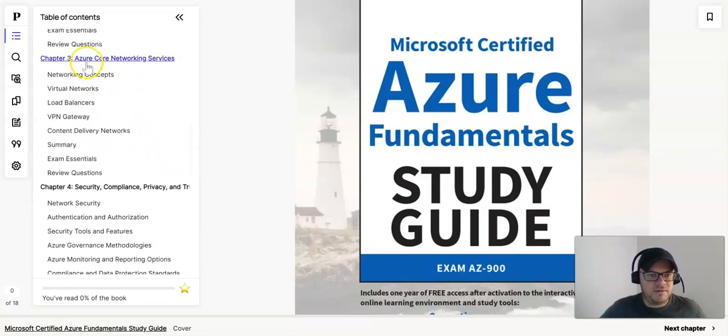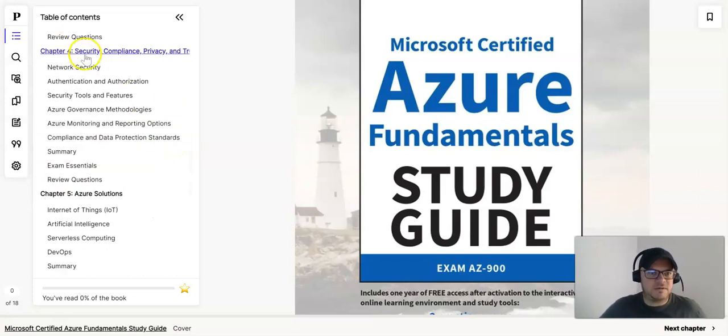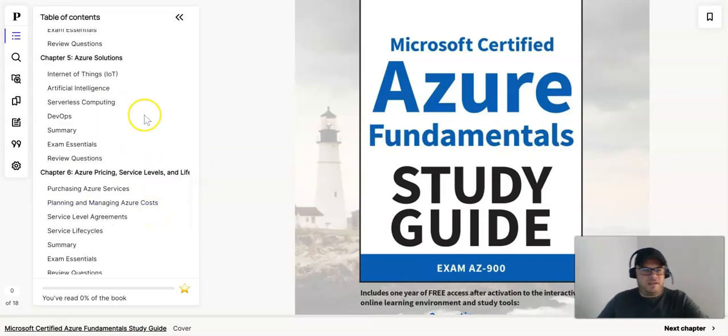In chapter 3, they cover the Azure core network services, so all the networking concepts, the virtual networks, load balancer, VPN gateway, content delivery networks, the summary, the exam essentials, and the review questions. Chapter 4 is all about security, compliance and privacy. So everything for network security, the authentication and authorization, the security tools and features, the Azure governance methodologies, the Azure monitor and reporting options, the compliance and data protection standards, and the summary, the exam essentials, and the review questions. In chapter 5, they cover the Azure solutions for Internet of Things, artificial intelligence, serverless computing, DevOps, and the summary, the exam essentials and review questions.